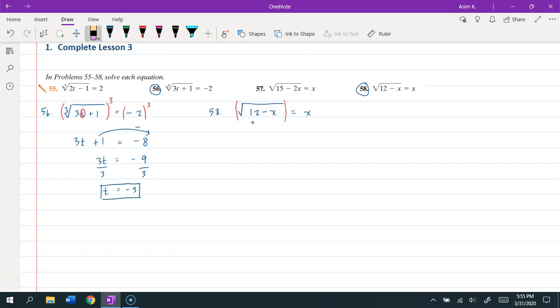Let me just remove these for a moment. So we're going to find ourselves squaring both sides. If you square both sides, that will remove the square root. And now you have 12 minus x is equal to x squared.